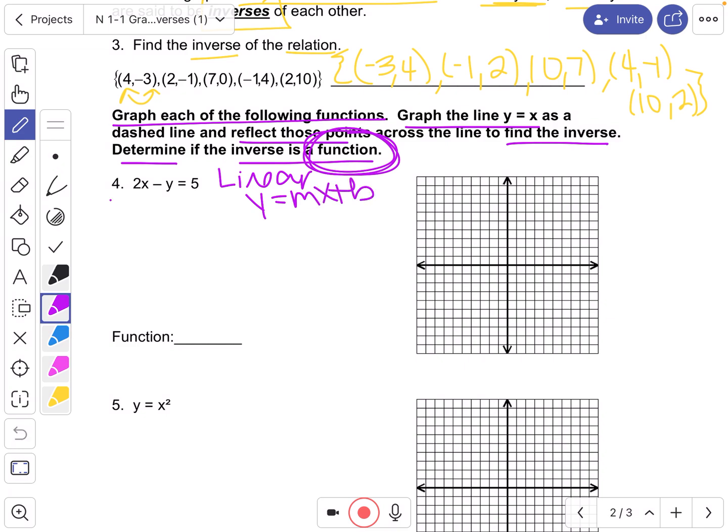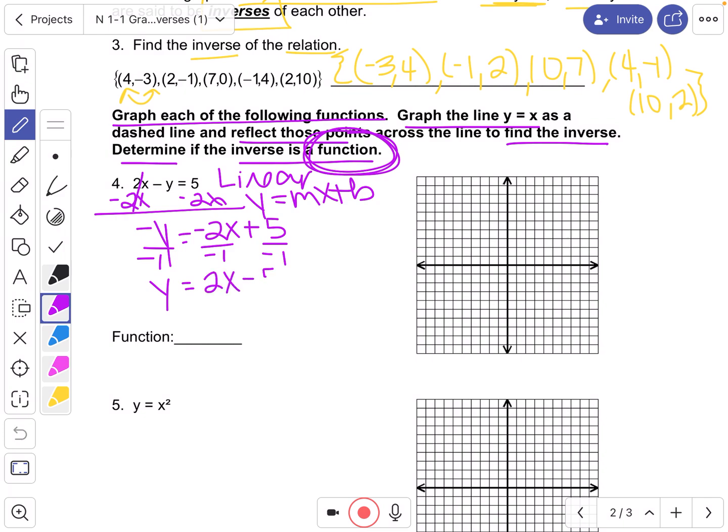So I'm going to get y by itself. I'm going to subtract 2x. We've done this before. This should be a review. We have a negative y equals negative 2x, and then bringing down that plus 5. We're not finished because we don't have y equals. We have negative y, so divide every term by negative 1. That leaves you with positive y equals positive 2x minus 5.